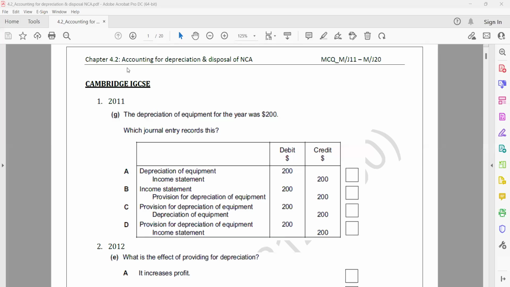I'm going to do the depreciation topic, but for the multiple choice questions. Okay, look at the first question. The depreciation of equipment for the year was 200. Which journal entry records this? How to record the depreciation? What account to debit, and what account to credit?